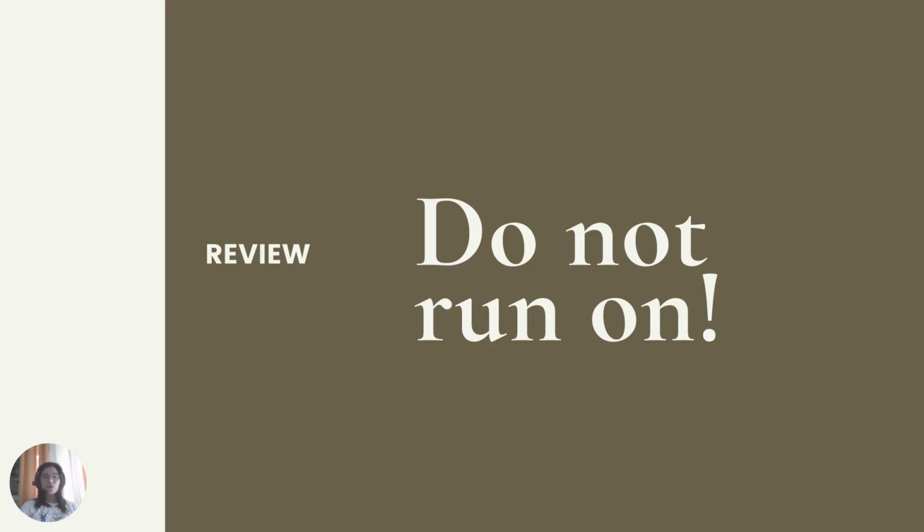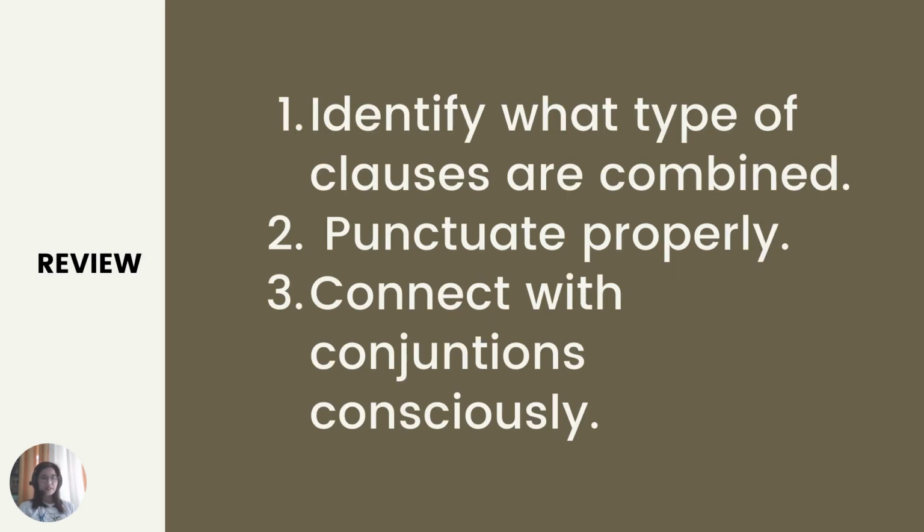Let's have a review first. In tip number 3, the focus is on run-on sentences. It was discussed that in correcting a run-on sentence, we need to, number 1, identify what type of clauses are combined. Is it an independent clause plus another independent clause, or a dependent clause plus an independent clause? Then, depending on the structure, you need to punctuate properly. I showed you how to use comma or semicolon in the previous session.